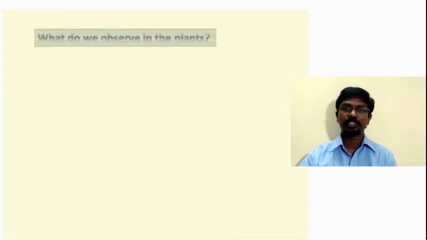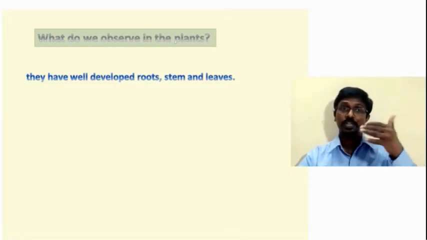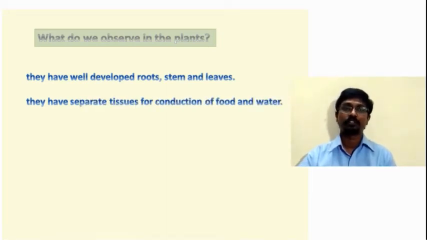Next, what do we observe in these plants, pteridophytes, as compared to thallophytes and bryophytes? What are the unique features? They have well developed roots, stems and leaves. Can you see how the plants are improving and evolving as we study further? They have separate tissue for conduction of food and water. As I said in the previous division, they did not have any separate tissue for conduction of food and water.